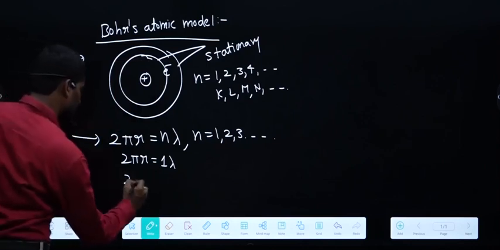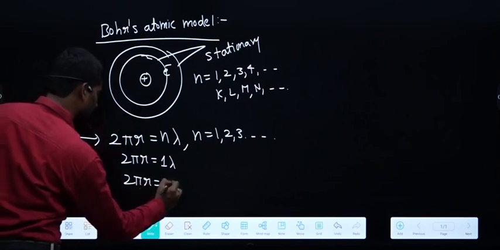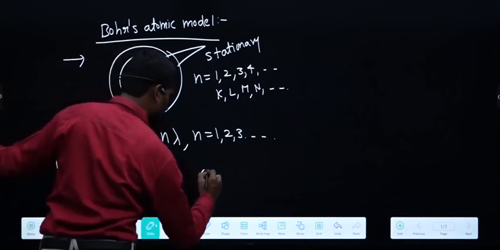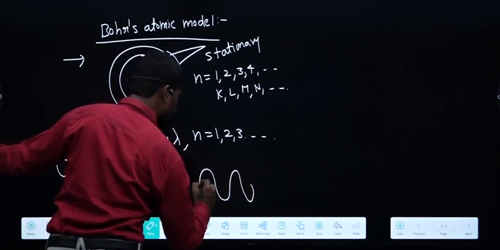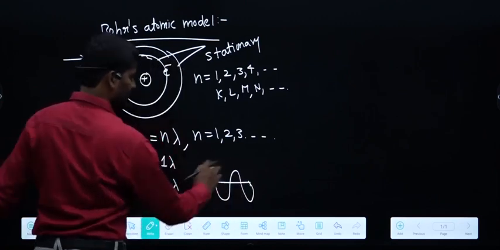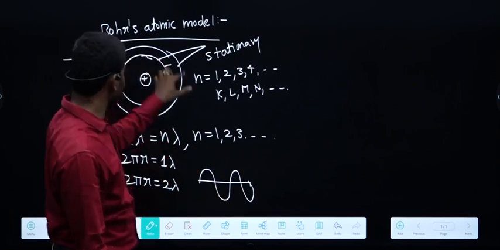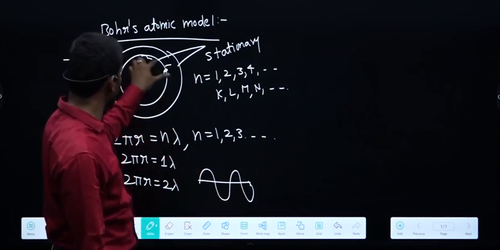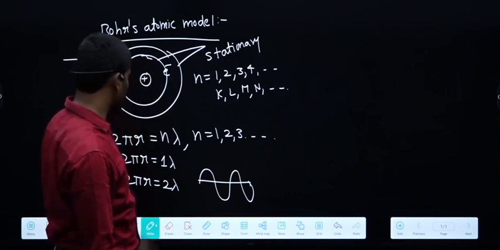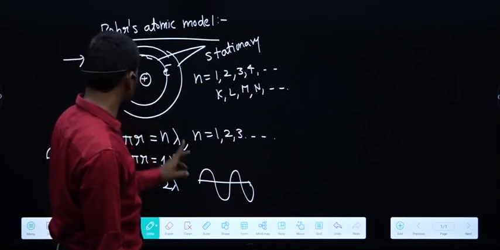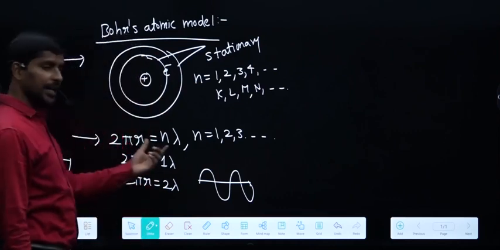In the second orbit, 2 pi r is equal to what? 2 lambda. That means within that cycle, how many waves are present? 2 waves are present. 2 wavelengths is equal to this length. One wavelength is equal to this circumference length. Circumference of an orbit is equal to n lambda.